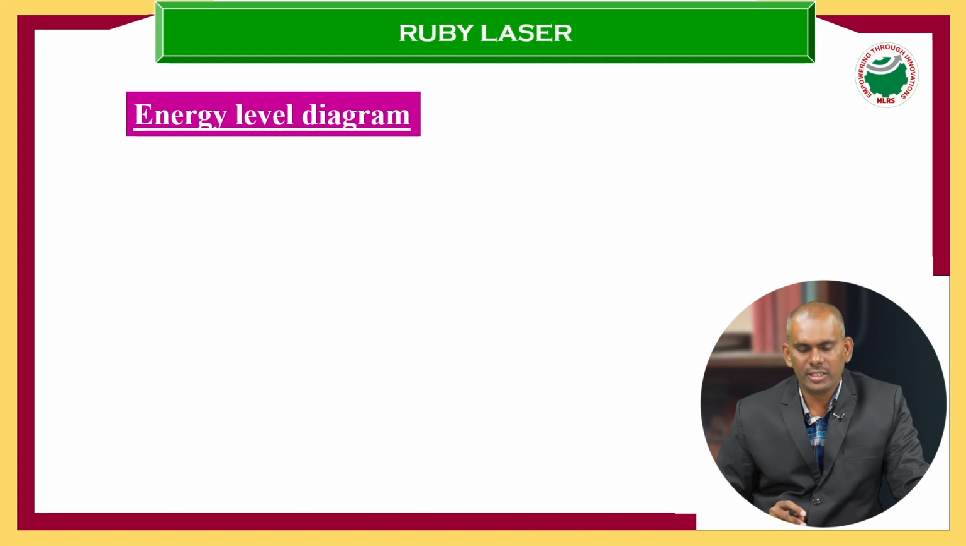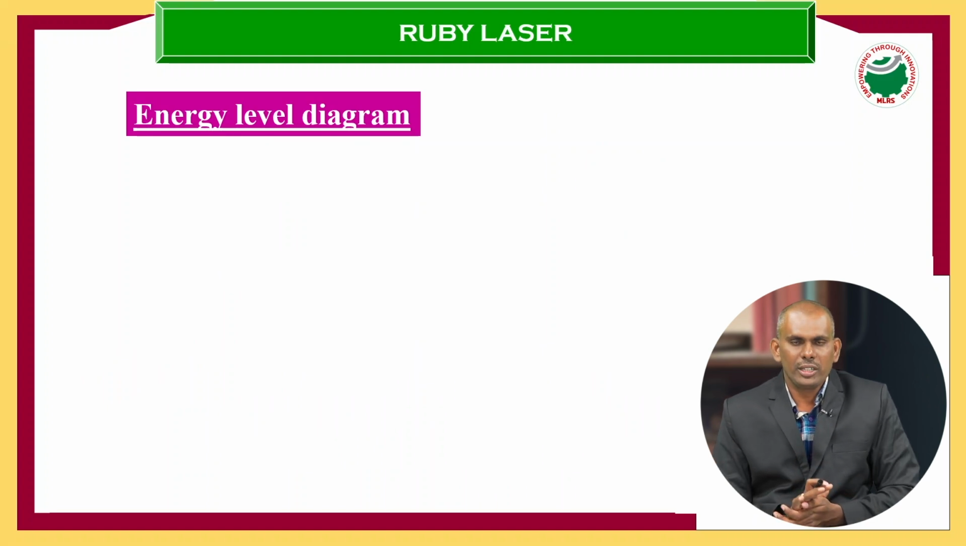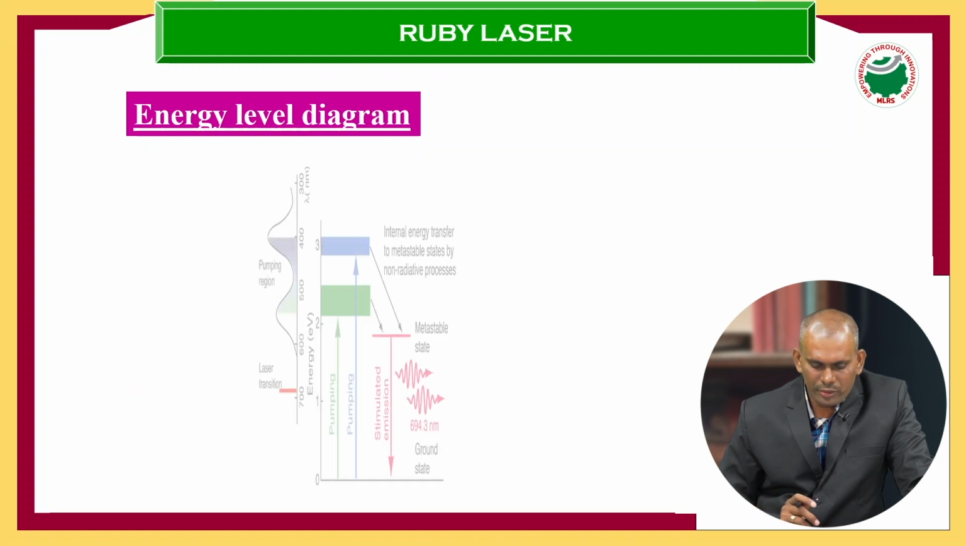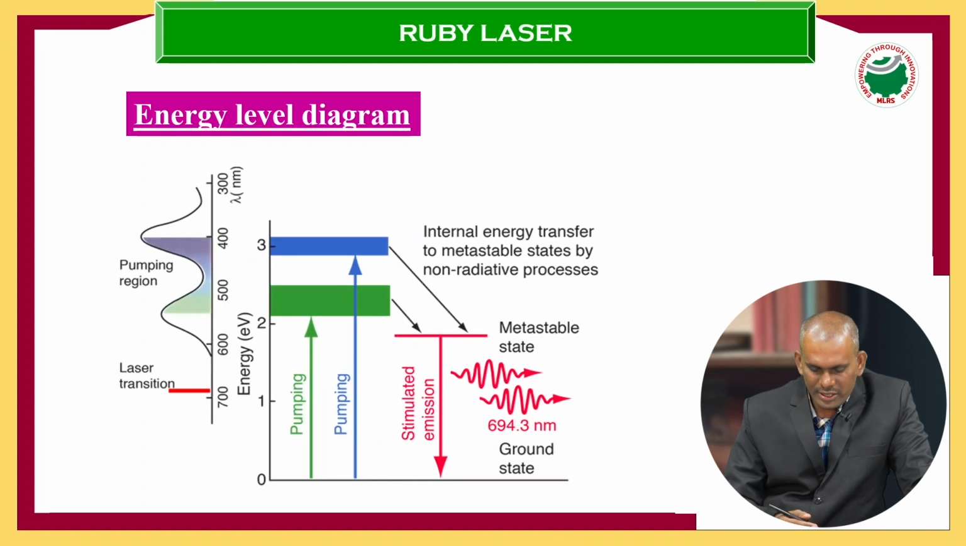So now let us see the energy level diagram. Now we saw the construction and working of ruby laser. Let us see how the energy levels are presented in ruby laser, and in between those energy levels how the atomic transitions are taking place and how the laser emission takes place. So this is the energy level diagram of ruby laser, you can see.